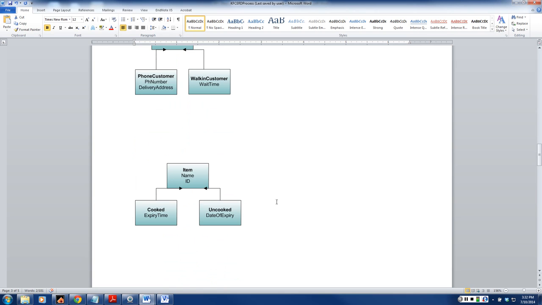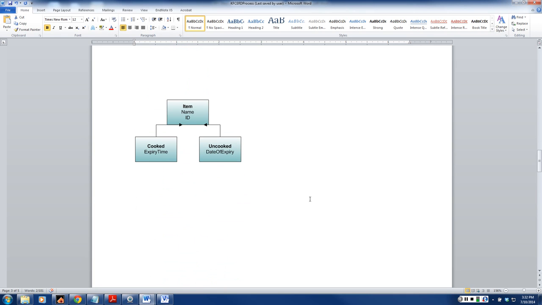Another subtyping that could be important in this particular case is the item, because you see there are quite a few items and some of them have been cooked and some of them are not cooked. If they are not cooked, they have a date of expiry. For example, if I have some kind of frozen sauces, or some barbecue sauce, that will have some expiry date. Whereas something which has been cooked, let's say fries, will have some expiry time. You cannot reuse a fry after 6 hours or 8 hours or whatever the time frame would be.